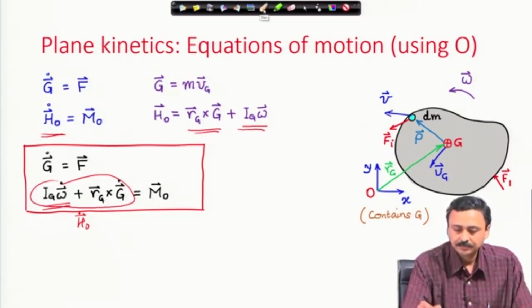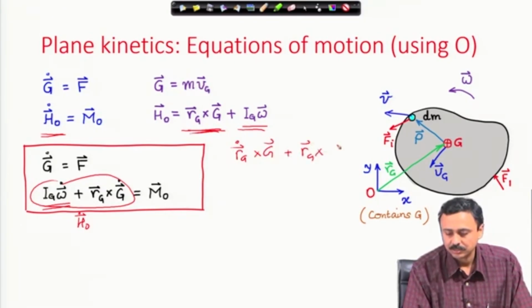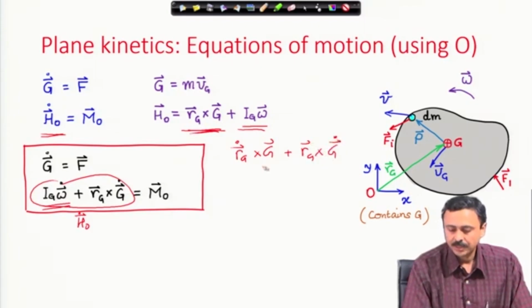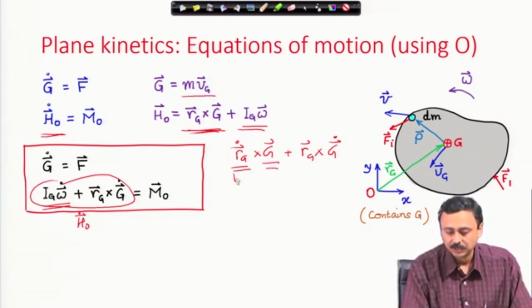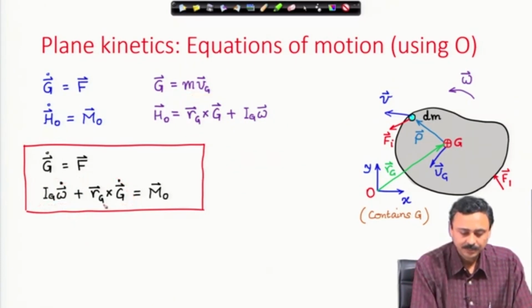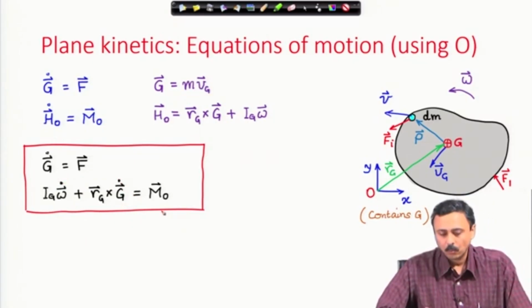and the time derivative of this gives me two terms: r_g dot cross G plus r_g cross G dot. Now, r_g dot and G is nothing but mass times velocity of G. Now, this is also velocity of G, therefore, this is 0. I am left with only this term, and that must be equal to the net moment of all forces about O.